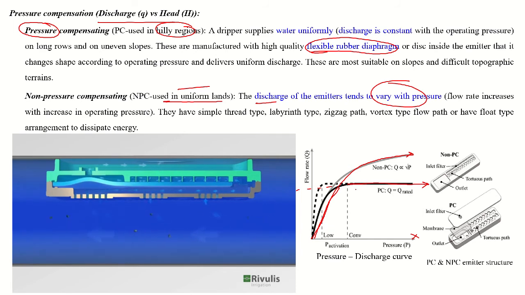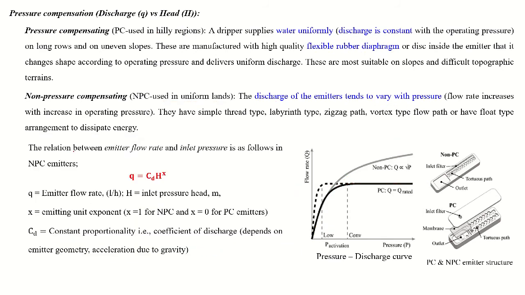This type of emitter also may be in-line. Here the relation between the emitter discharge and the inlet pressure head H is given by this formula. Here Q is the emitter flow rate, H is the inlet pressure head, X is the exponent, and CD is the constant of proportionality, also called the coefficient of discharge. That depends upon the geometry of your emitter and the acceleration due to gravity. We will discuss all these things in an upcoming session.